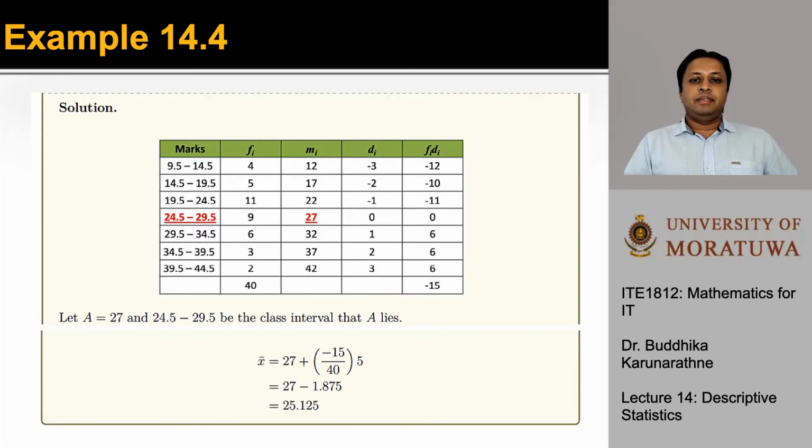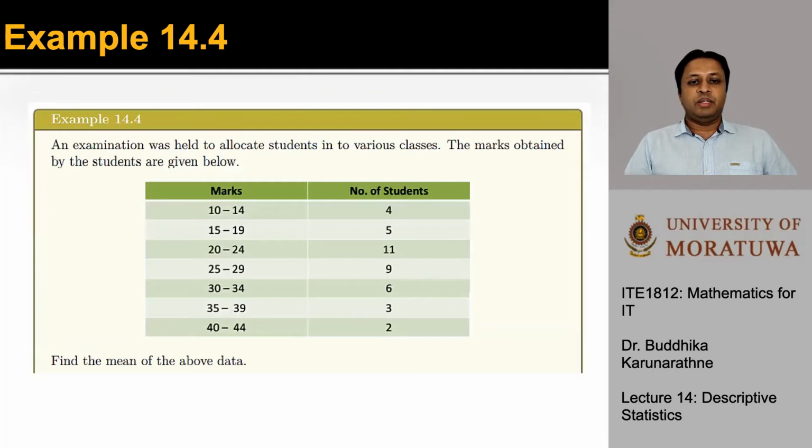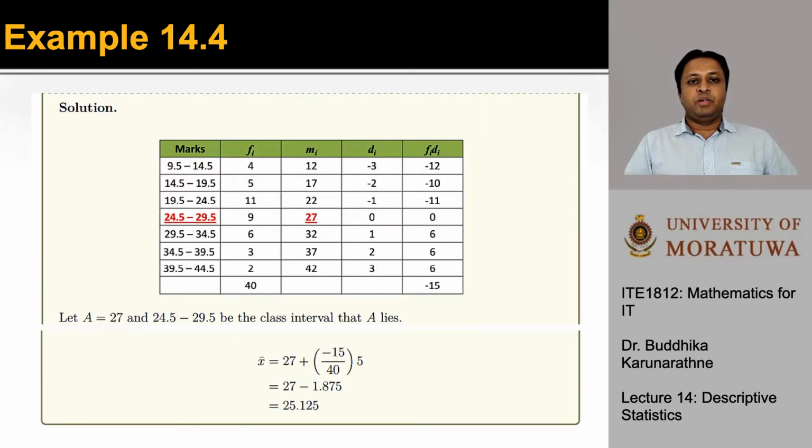And the special value here is the deviation value. So in this example, you see that 27 is identified as the assumed mean. The class that contains the assumed mean is class number 4, which is originally from 25 to 29, so 27 lies there, right? Here the boundaries we have identified as 24.5 to 29.5. So you notice that in that class, the DI value is 0, because that is the class that contains the assumed mean. And all the other classes have values either positive or negative for DI.